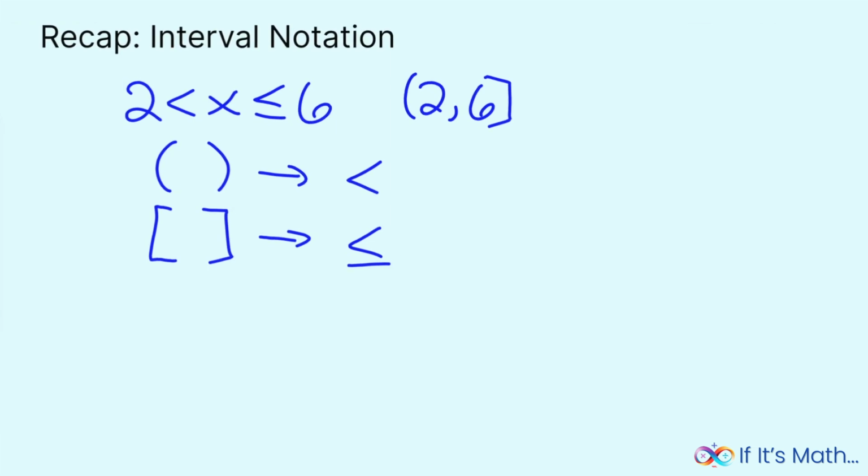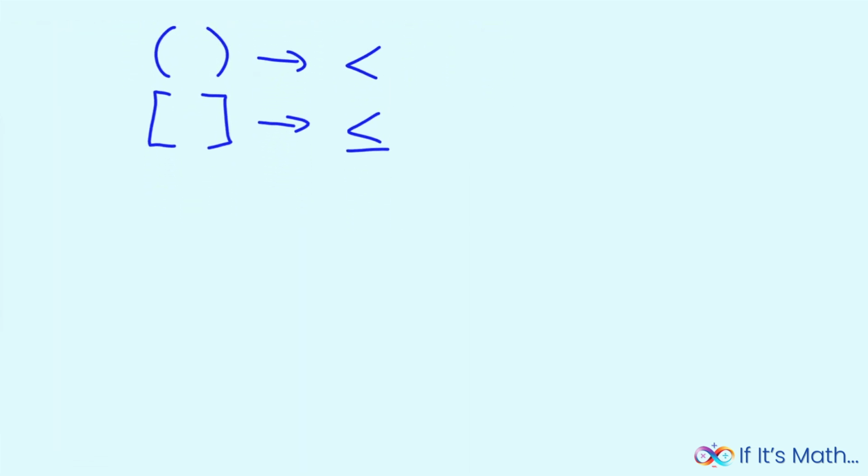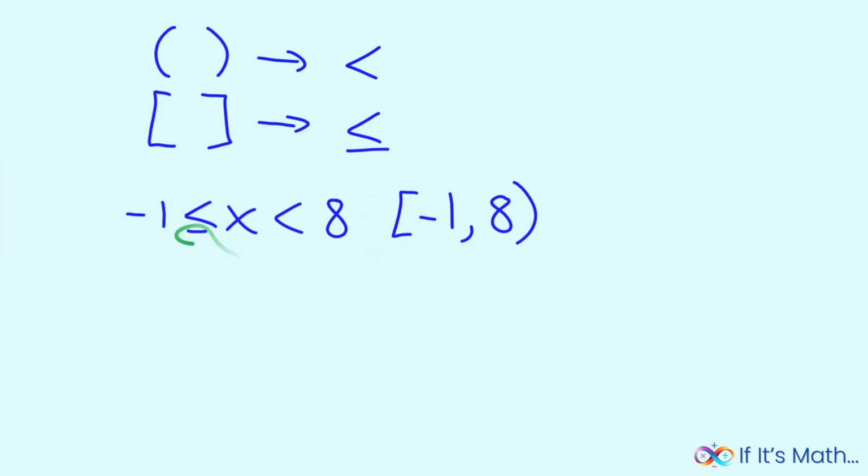So let's look at a couple of examples of interval notation just to be sure we're remembering what we're doing there. If you had -1 is less than or equal to x, which is less than 8, you're going to turn this into -1 to 8. The reason you use the bracket here is because you have the or equal to at the beginning. And the reason you use the parentheses here is because you do not have that or equal to there. So the first inequality will tell you what symbol to use, and the second inequality will tell you what symbol to use there.